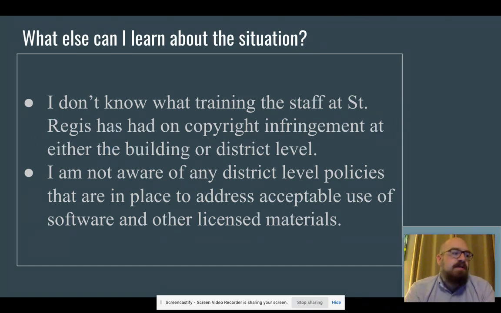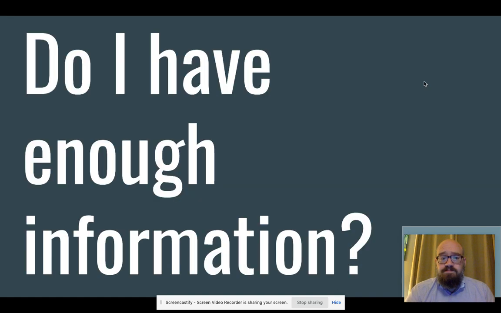So it's also important to identify some of the things I need to learn about the situation. And right now, I don't know, as I said earlier, what training the staff at St. Regis has had on copyright infringement. And I'm also not aware of any district level policies that are in place to address these kinds of situations.